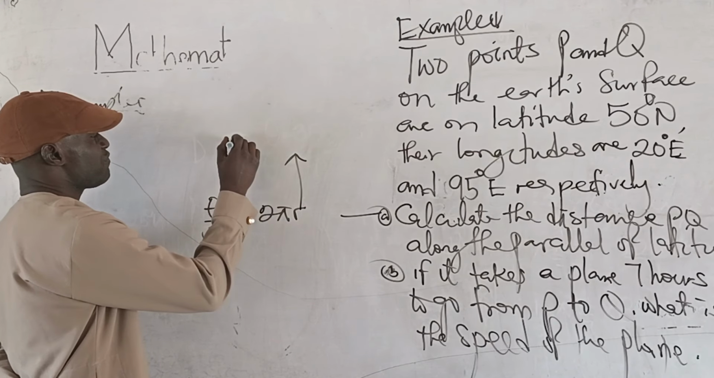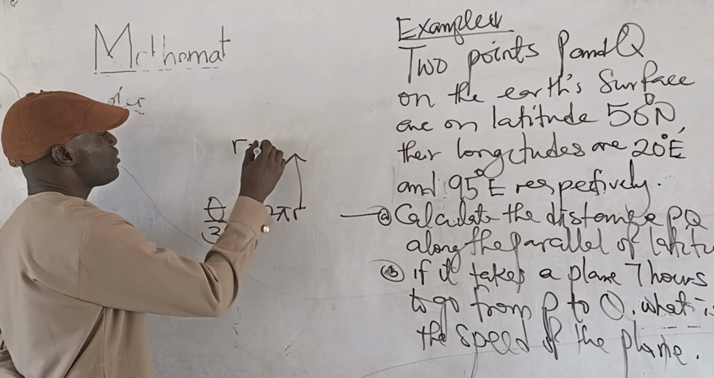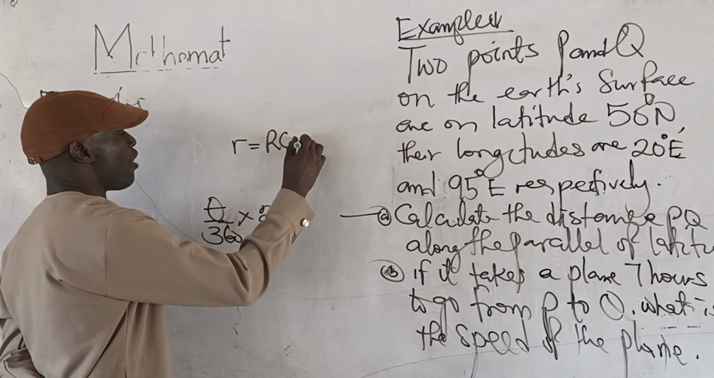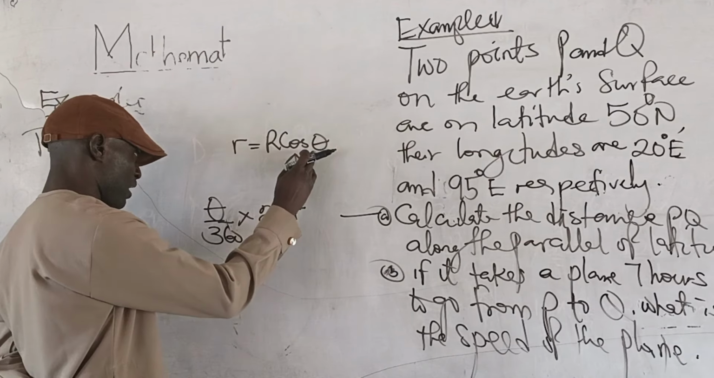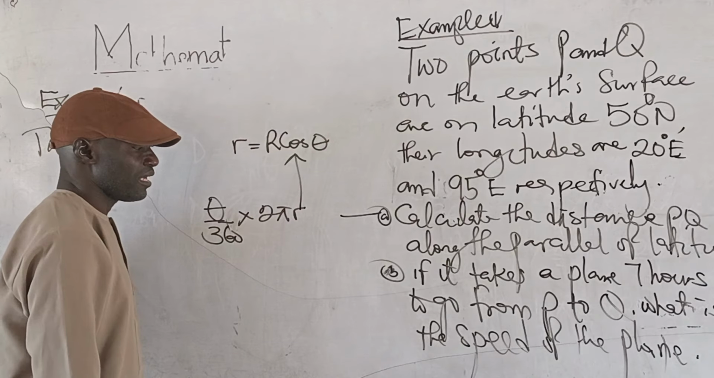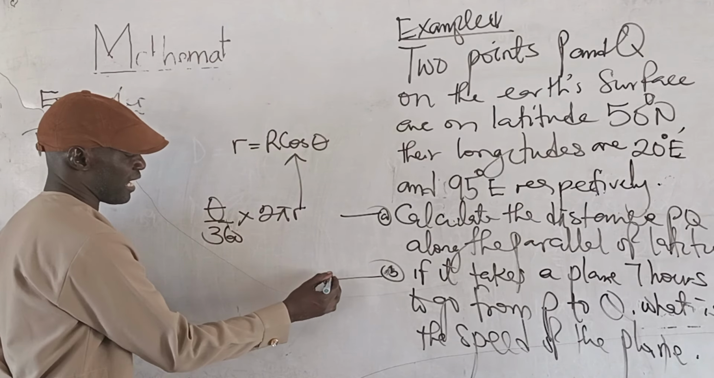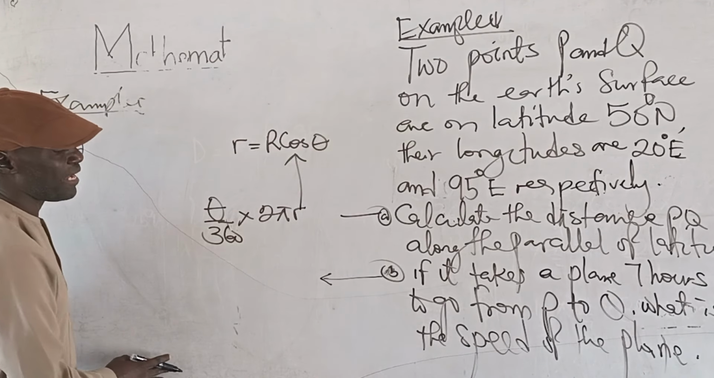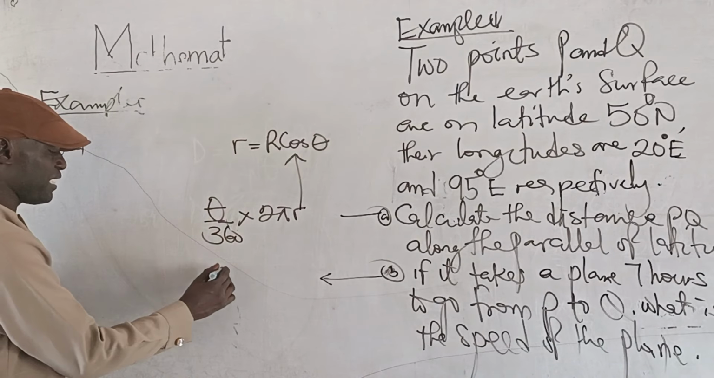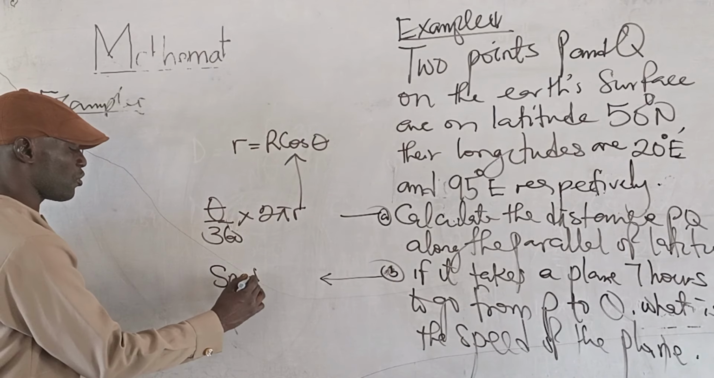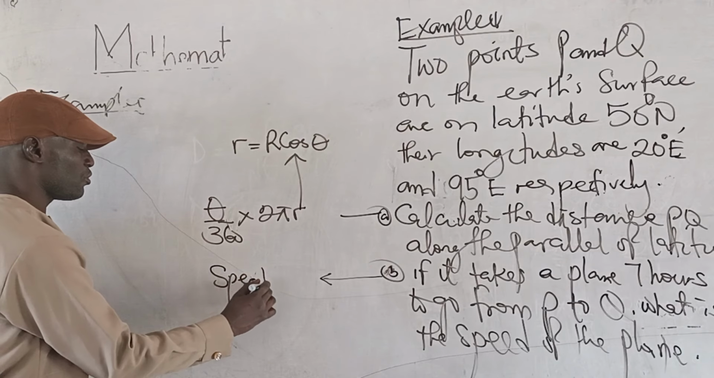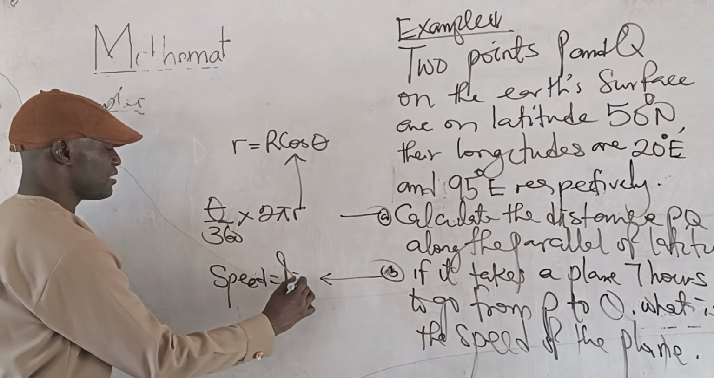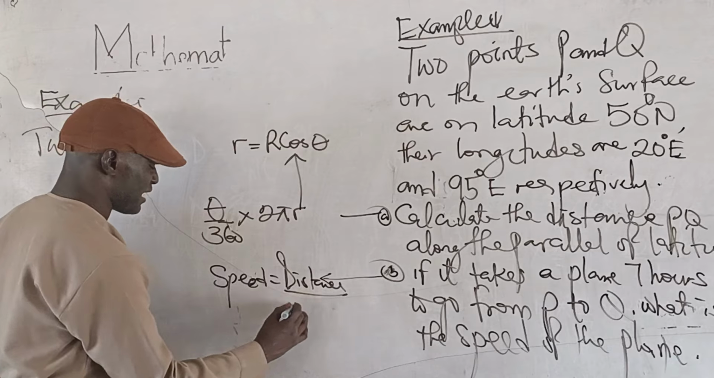And also, don't forget this small r. The formula for small r is small r equals big R cos theta. We have done that in example 3. And also for B as well, the formula we have to apply, because we are looking for speed, is speed equals distance over time taken.